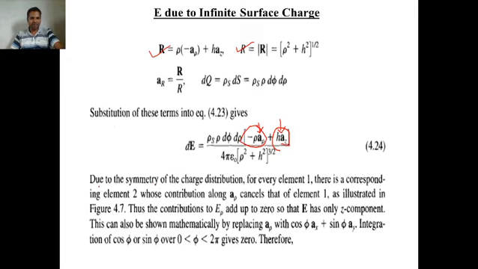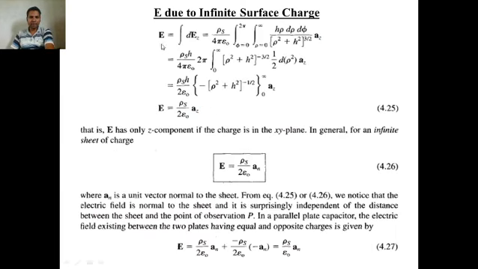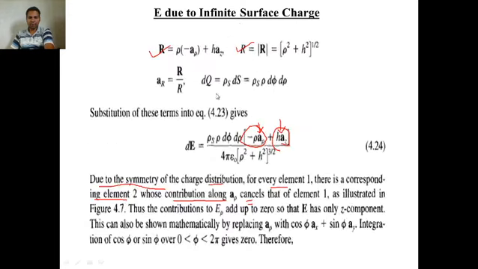So here it is mentioned: due to the symmetry of charge distribution, for every element 1 there is a corresponding element 2 whose contribution along a r cap cancels that of element 1. Therefore we can ignore the minus r a r cap part from the remaining derivation. So total E bar will be equal to the integration of dE bar. Rho s is constant, r is constant, d phi and dr are variables, 4 pi epsilon 0 is constant.